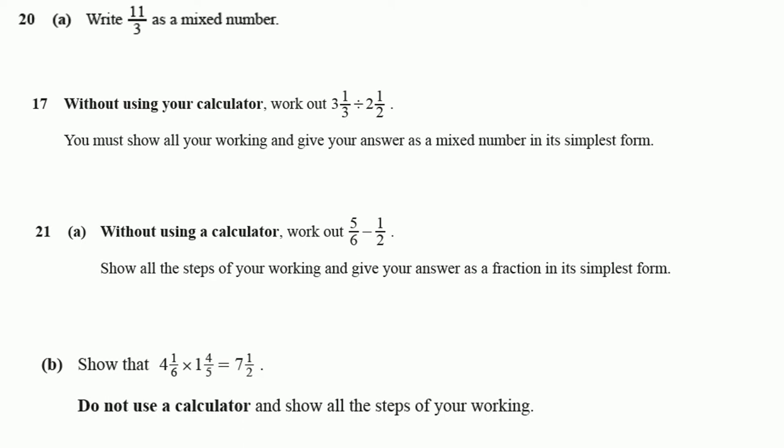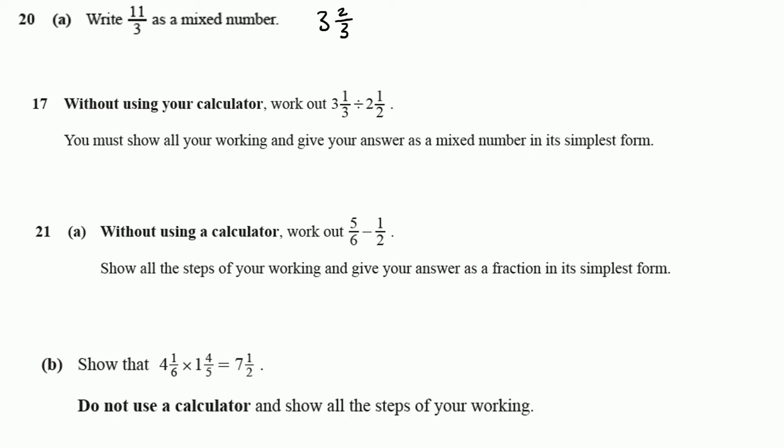Okay, so we're writing 11/3 as a mixed number. Well, 3 goes into 11 3 times with 2 left over, and that 2 left over is 2/3. So 11/3 as a mixed number is 3 2/3.